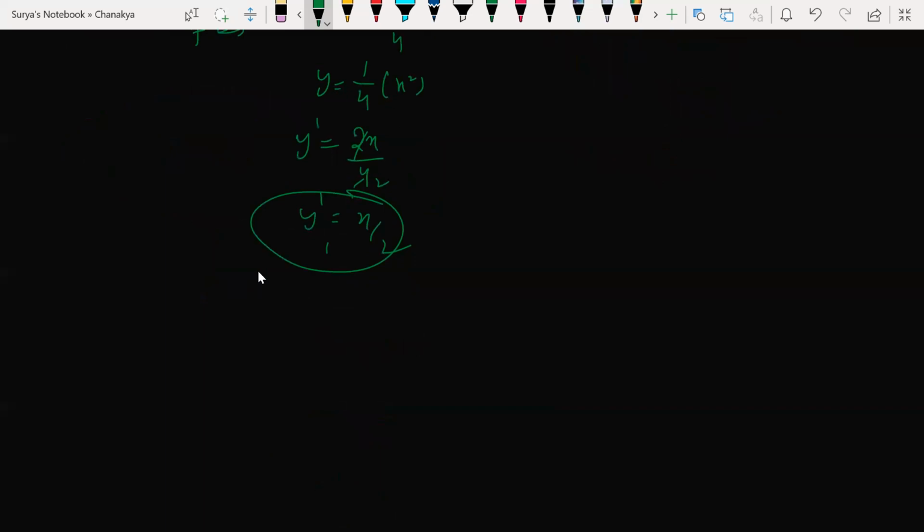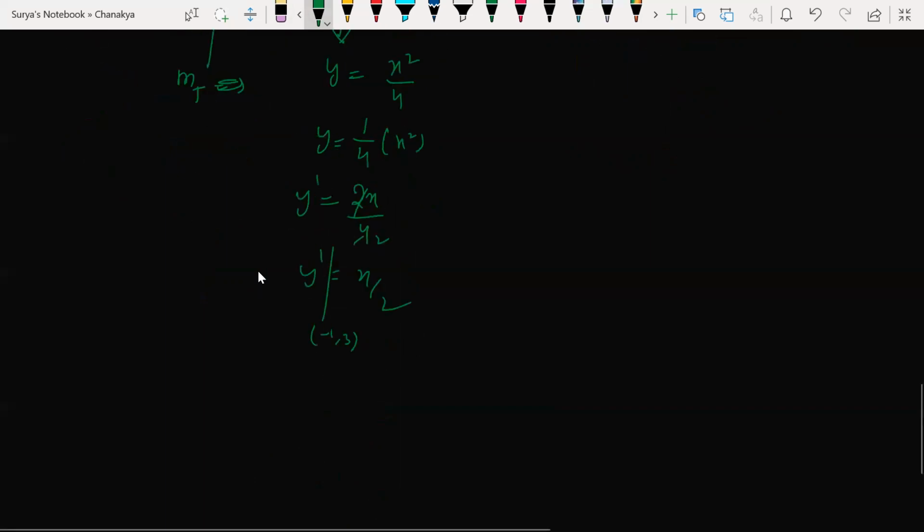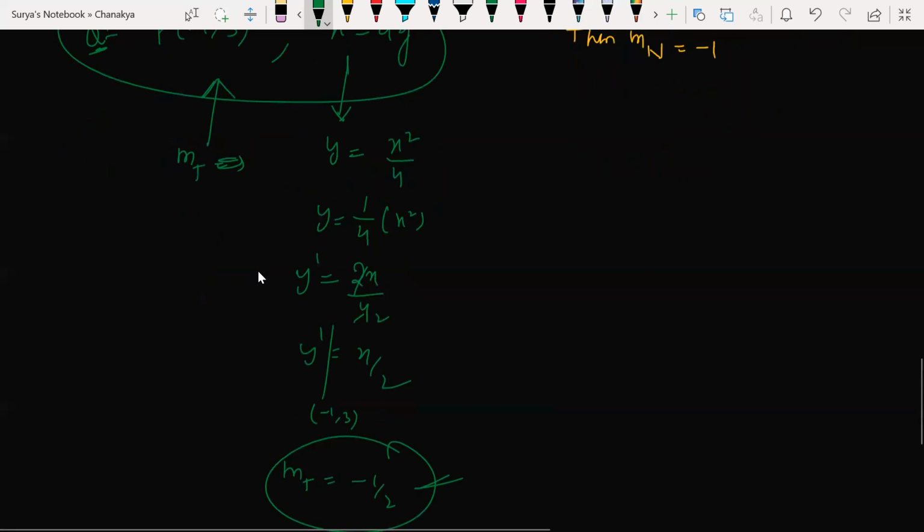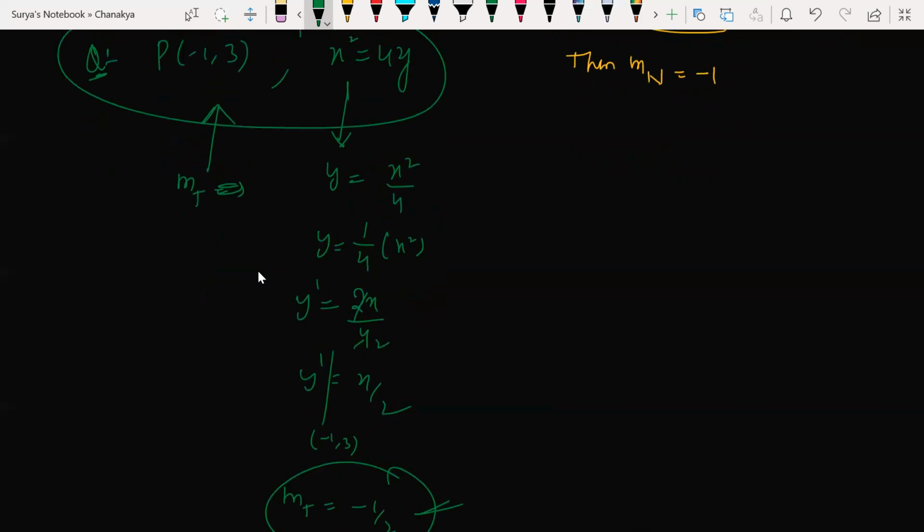Slope of the tangent is y dash at what point have I given you? -1, 3. Am I correct? -1, 3, right? Yes. Slope of the tangent is going to be what? -1/2, or not? Yes or no? Any doubts? Any doubt here? Hello. What is slope of the tangent?